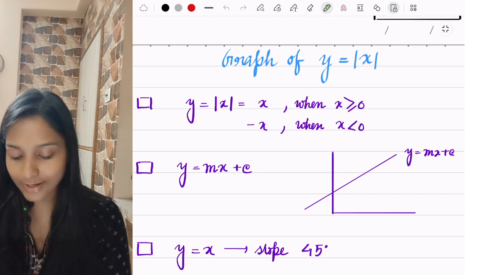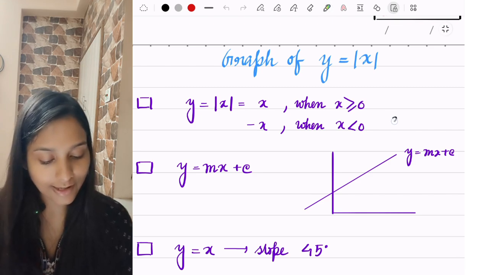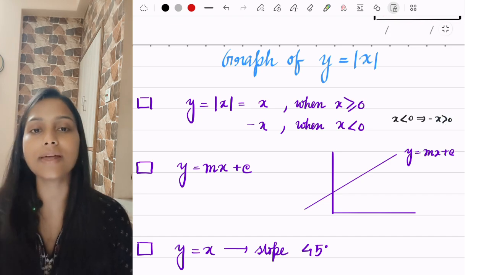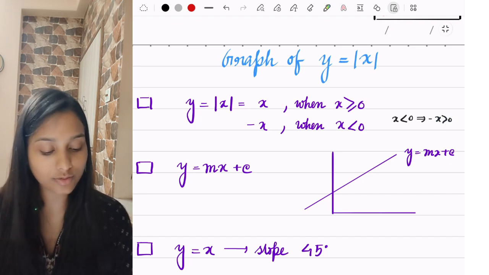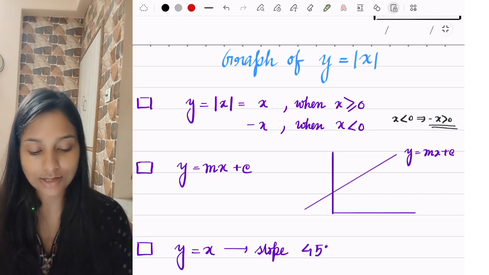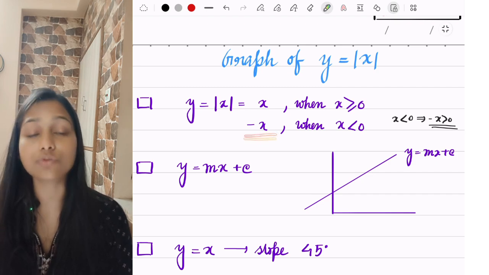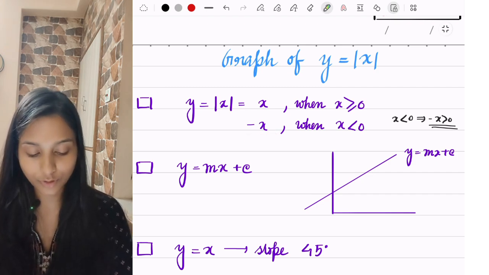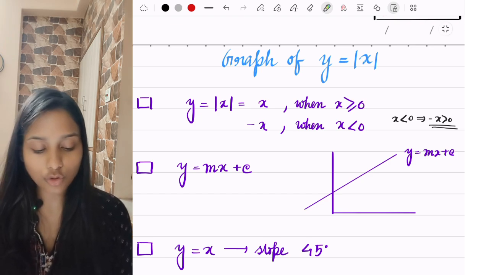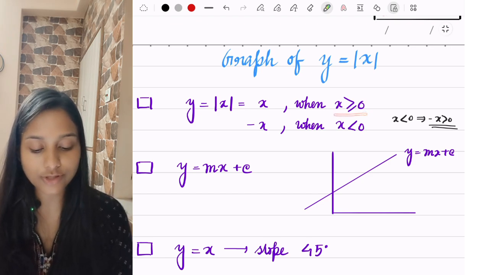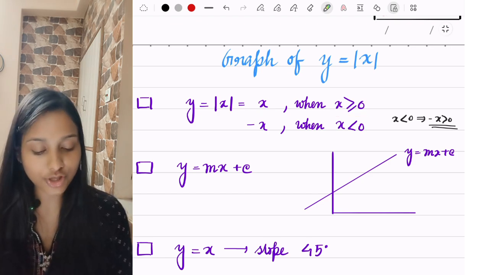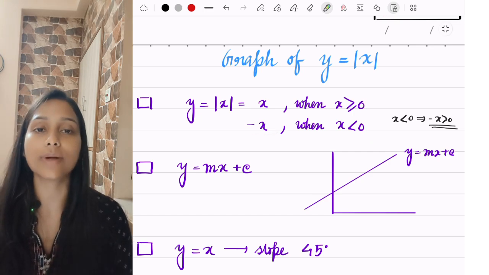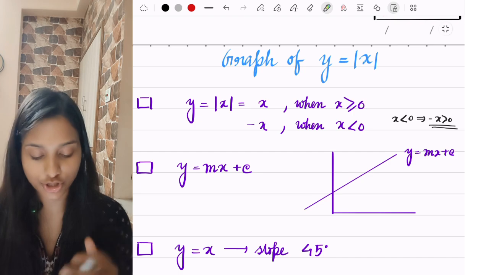So from here we can see that if x is less than 0, in that case minus x will be greater than 0. So whatever value the function gives, it will always be 0 or positive. Okay. So for the x greater or equals to 0 part, it has some structure, and for the x less than 0 part, it has some other structure. That's why it is called a piecewise function.